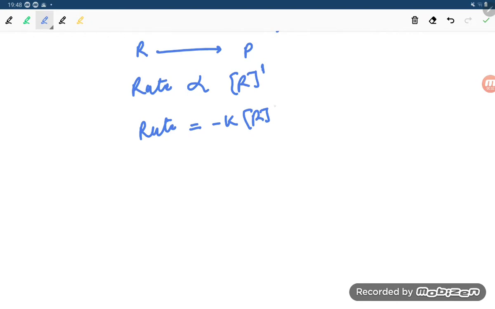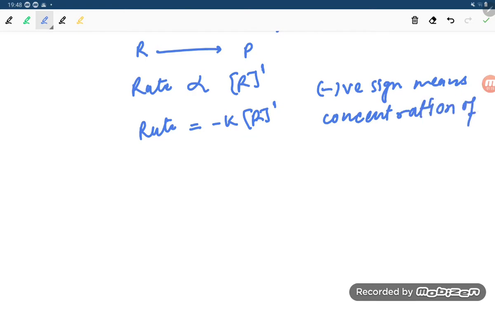Why minus sign? Because it is the reactant. If you talk about the negative sign, what does it mean? Negative sign means the concentration of the reactant decreases.